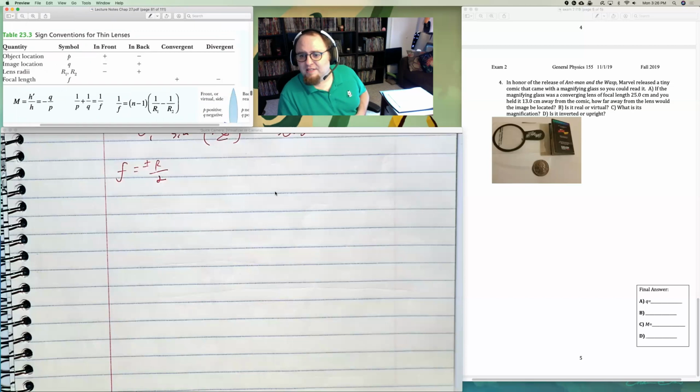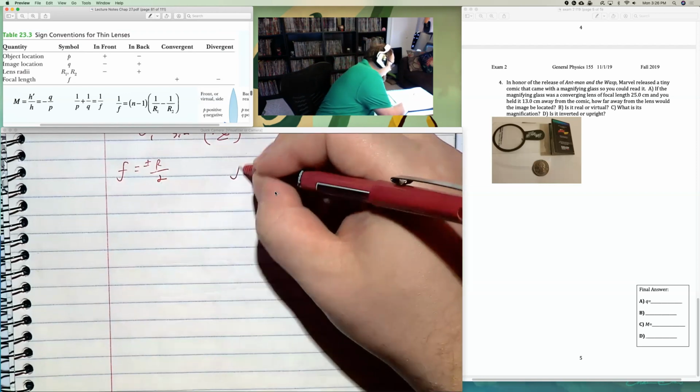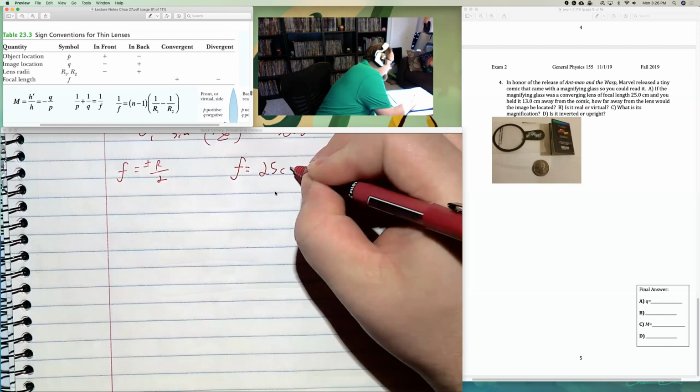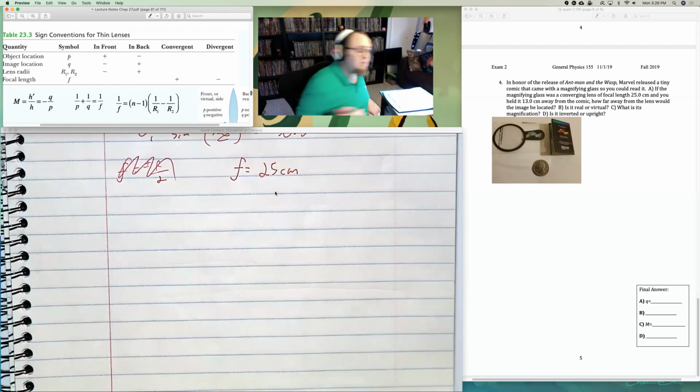So this problem says, in honor of the release of Ant-Man and the Wasp, Marvel released a tiny comic that came with a magnifying glass so you could read it. This is a true story. The magnifying glass was a converging lens of focal length 25 centimeters. That means f of this lens is 25 centimeters. I don't need to make it negative because it's converging. If I said a diverging lens, you'd have to suddenly make f negative. I expect when I say converging or diverging, you know which one to put.